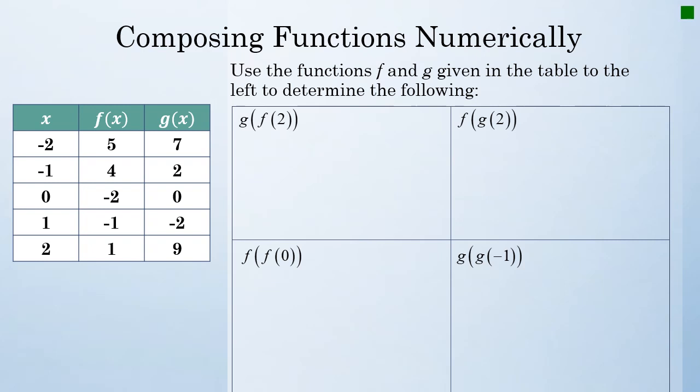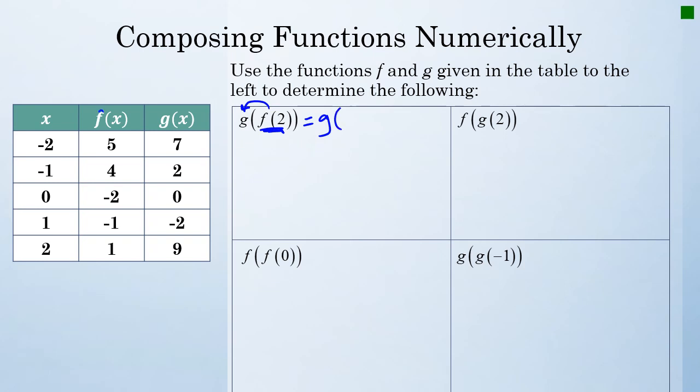Let's look at a table of values now. Use the functions f and g given in the table to the left to determine the following. g of f of 2. Okay, so this means we're figuring out what the output of f of 2 is, and then we're inputting that into our g function. So let's first figure out what f of 2 is.